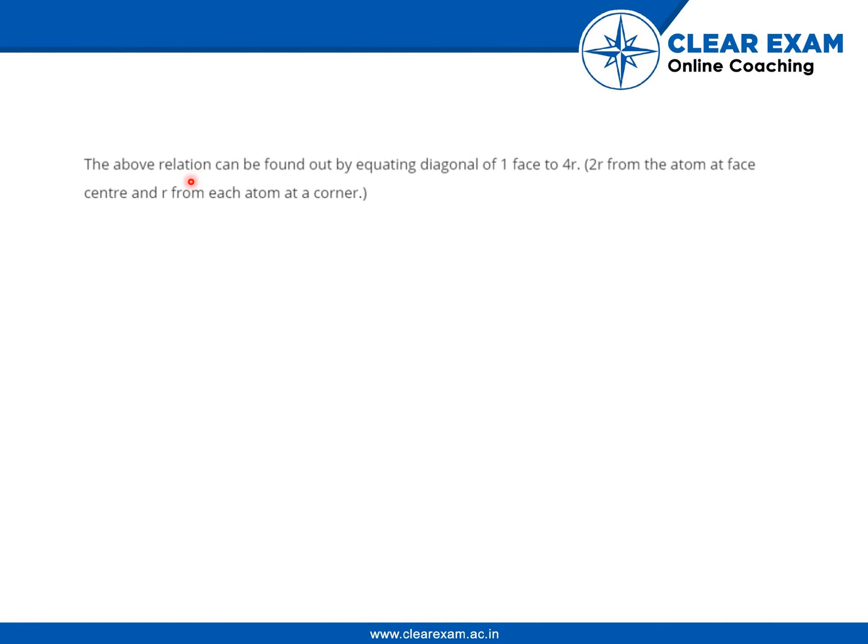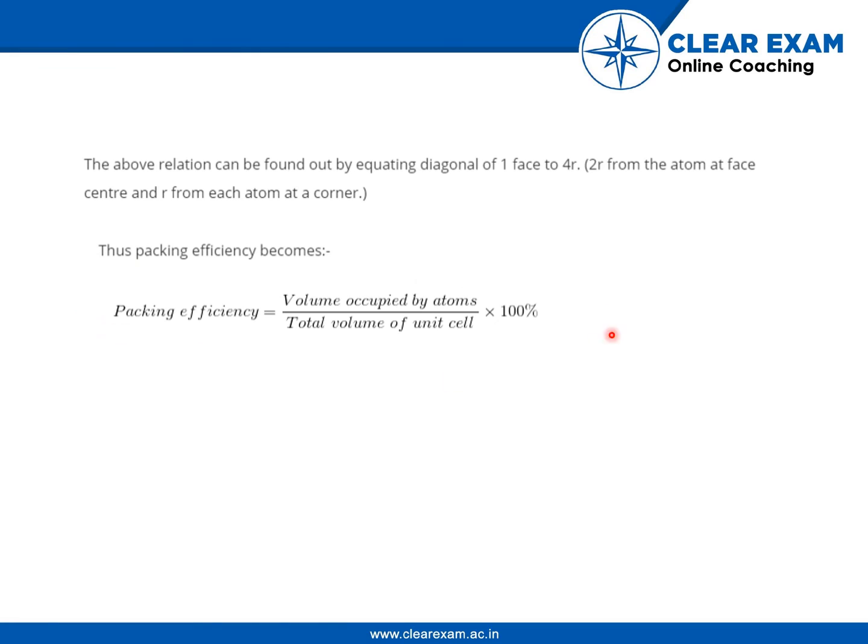The above relation can be found out by equating the diagonal of one face to 4R: 2R from the atom at face center, and R from each atom at a corner. The packing efficiency becomes, so this is the formula: volume occupied by atoms divided by total volume of unit cell into 100 gives us the packing efficiency of a crystal structure. So putting the values, we get 70.